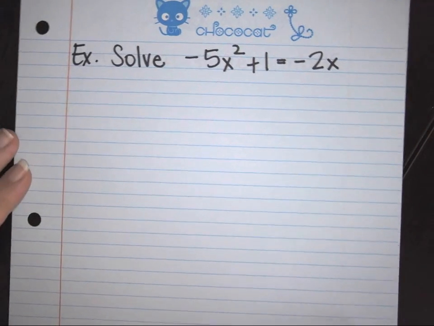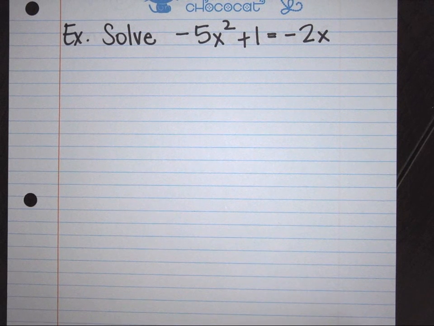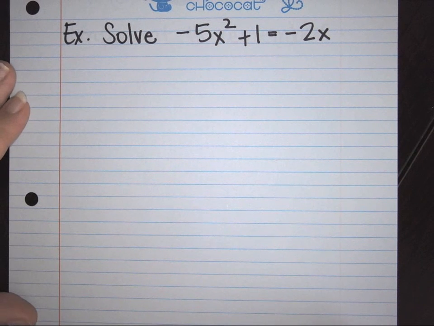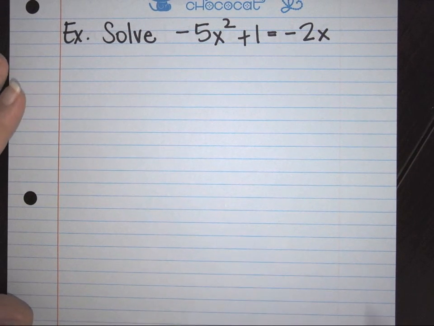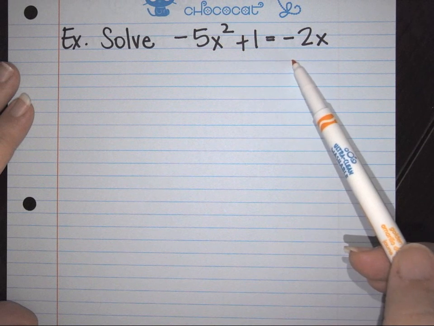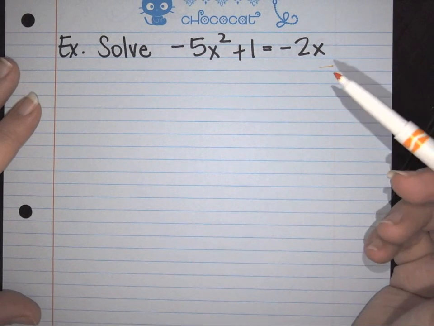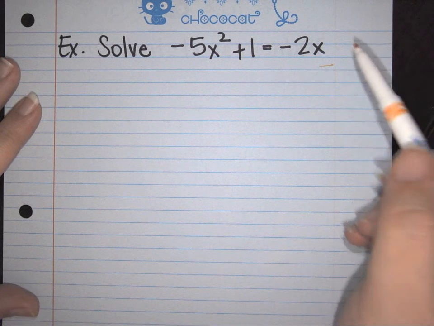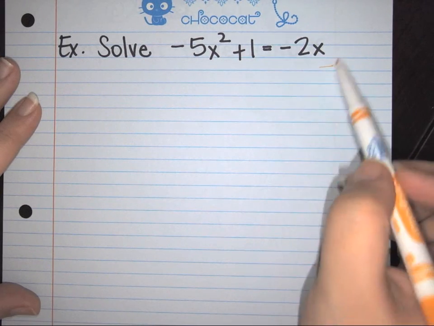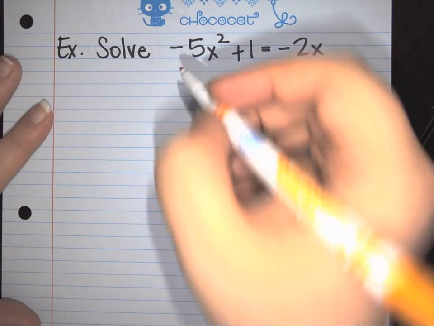Now, what happens if we have one that looks like this? And so here we have negative x squared plus 1 equals a negative 2x. Again, you want to solve by using the quadratic formula. The instinct would be to move this 2x over. But let me tell you why you don't want to do that.